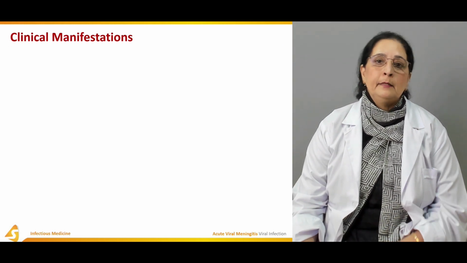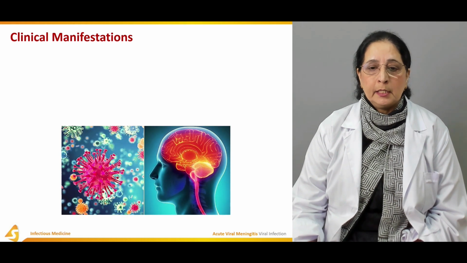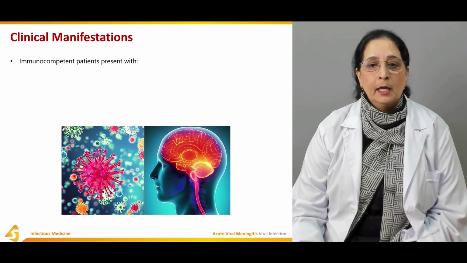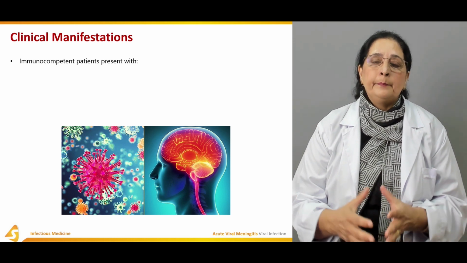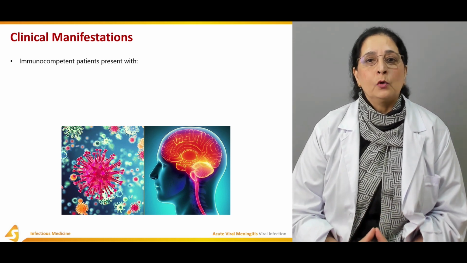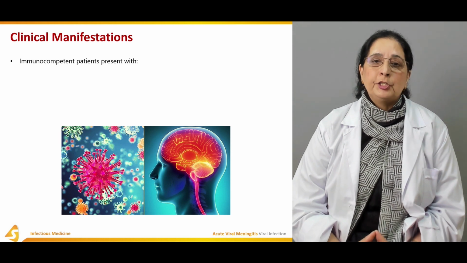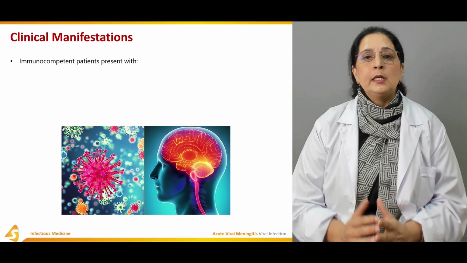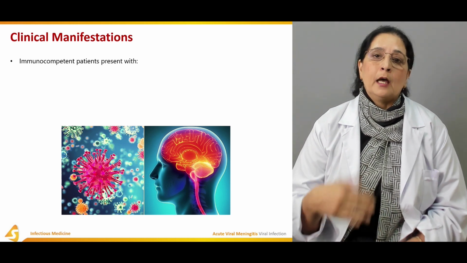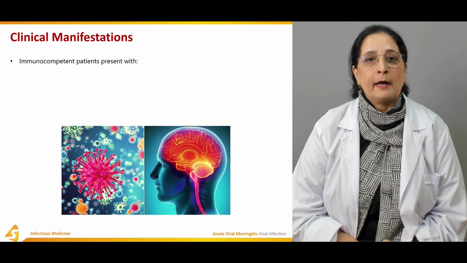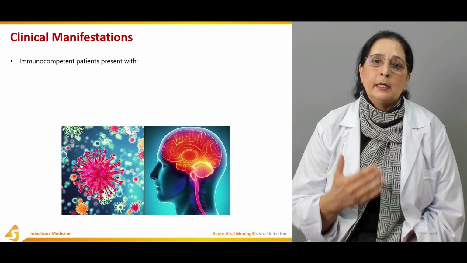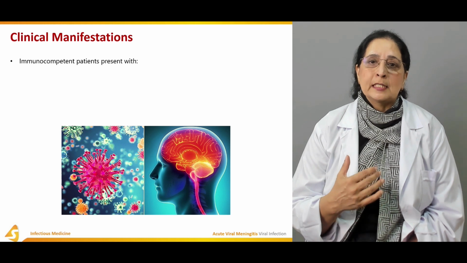So the clinical manifestations associated with viral meningitis: it's common in patients who are immunocompromised. Patients whose immune system is compromised, whose immunity is suppressed, are more prone to develop viral meningitis. So, it's common in immunosuppressed patients.